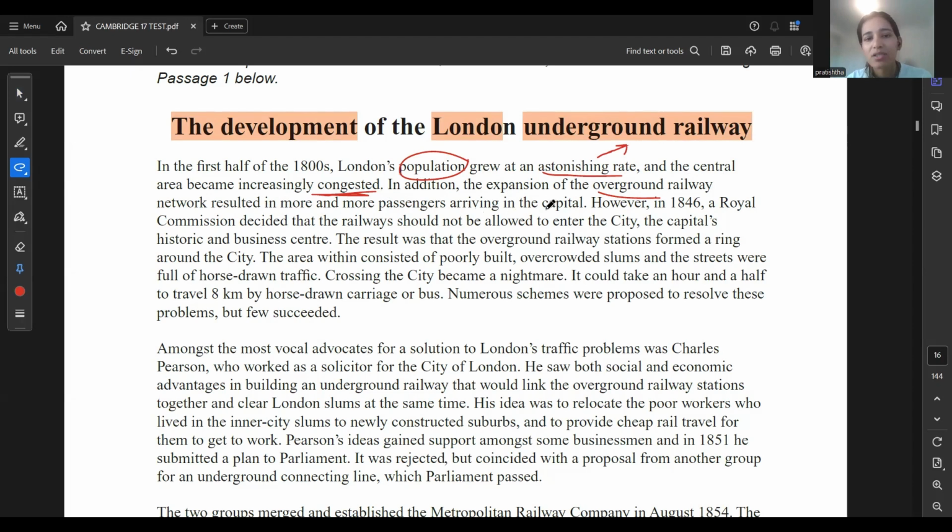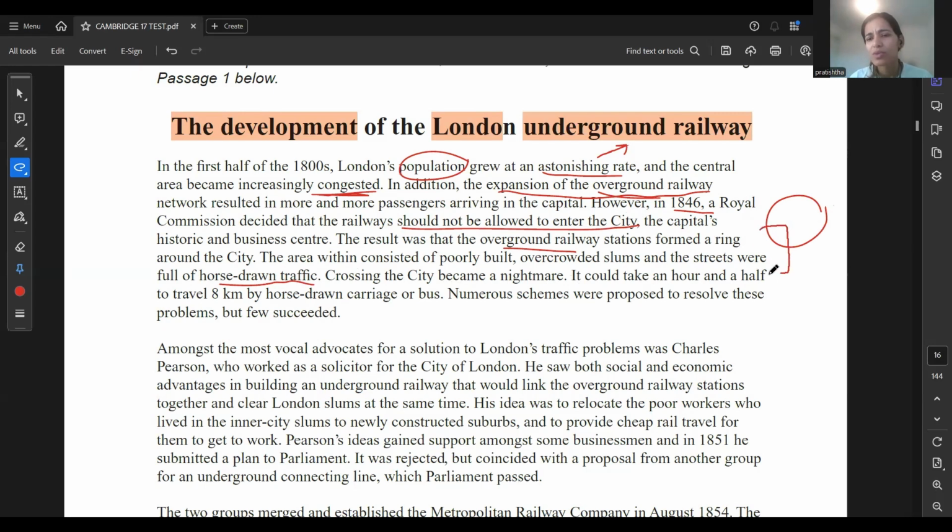It resulted in more and more passengers arriving in the capital. So what started happening was that the expansion of overground railways was also happening, so a lot of people were coming. However, in 1846, a royal commission decided that the railways should not be allowed to enter the city. Because it was getting congested, railways were not allowed to enter the city, the capital's historic and business center. The result was that the overground railway stations formed a ring. The areas within consisted of poorly built, overcrowded slums, and the streets were full of horse-drawn traffic. Crossing the city became a nightmare.